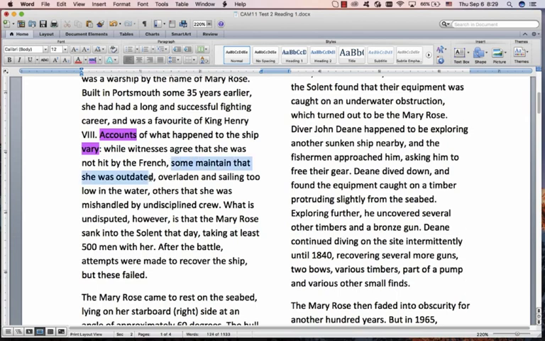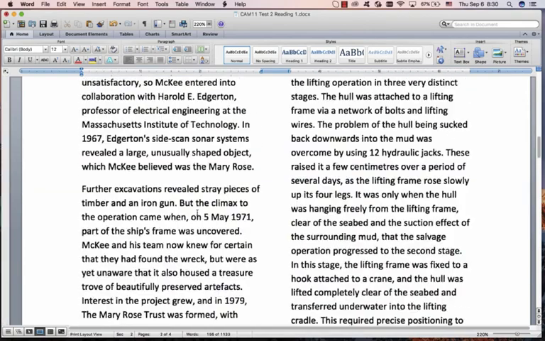Some people say this. Some people say this. What is undisputed, however? This, however, contrasts these two words: undisputed with vary. This changes, however, the same. Is that the Mary Rose sank? We needed that word sank, past tense of sink, into the Solent. After the battle, recover the ship. These failed. Alright, really not easy.